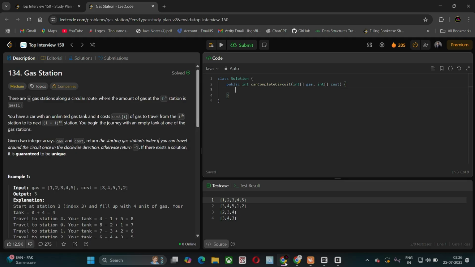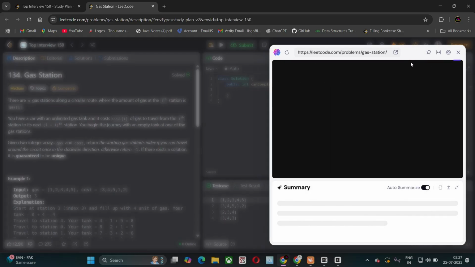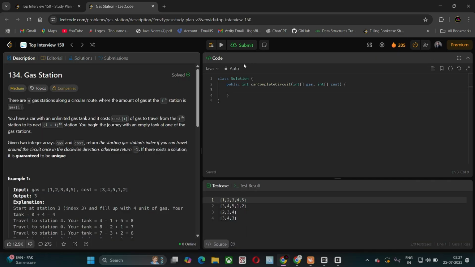In this tutorial, I'll discuss problem number 134, Gas Station. This question is asked in Amazon. So the problem is Gas Station. Today we'll discuss how we approach the problem and solve it.